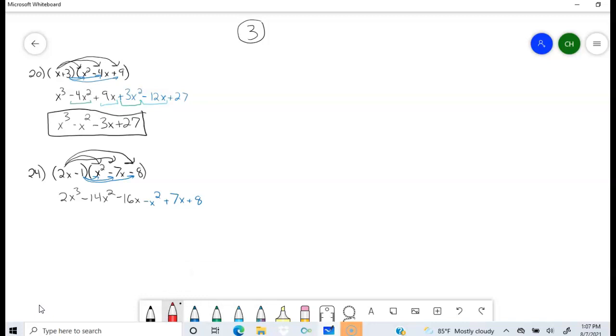Like terms, I've got negative 14x squared and minus x squared. And I have negative 16x, positive 7x. 2x cubed. Negative 14x squared minus x squared is minus 15x squared. Negative 16x plus 7x is minus 9x, plus 8.